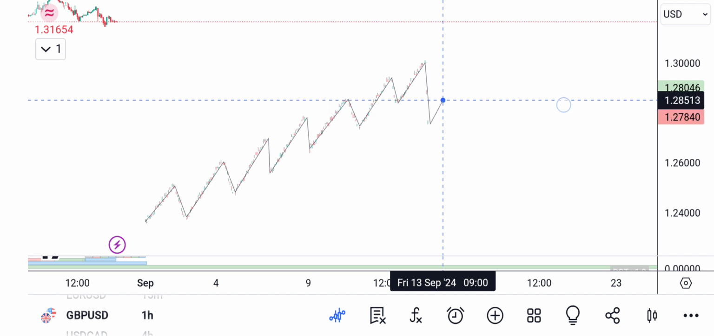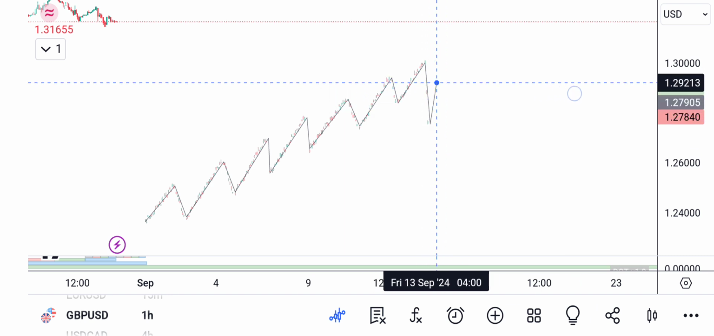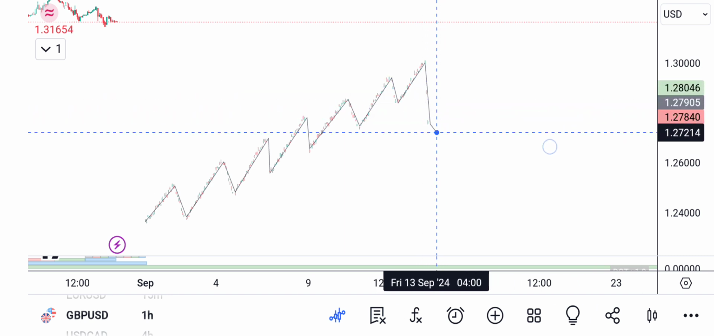So you will want to wait for IPDA to trade back into this range before you can take your entry. Now this is what happens.